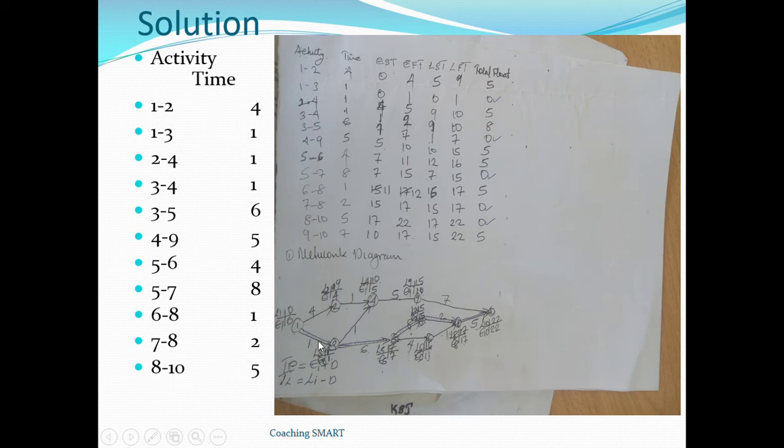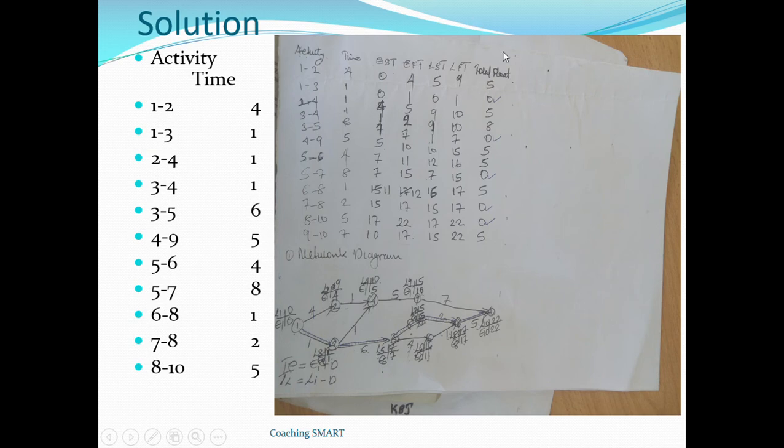Next, activity 1 to 3. Our earliest starting time is 0. Then the earliest finishing time is 0 plus 1, which is 1. Then we come to the latest finishing time, which is 1. The latest starting time will be 1 minus 1, which gives us 0. Now you follow the same route all the way to the final. Follow the same steps and you get these values: the earliest starting time, the earliest finishing time, the latest starting time, and the latest finishing time.